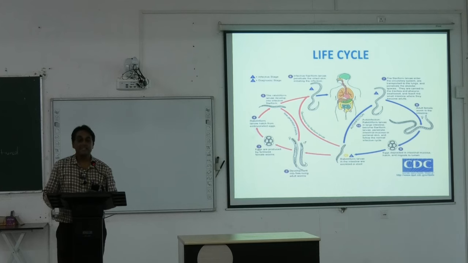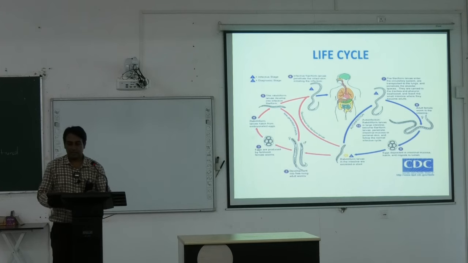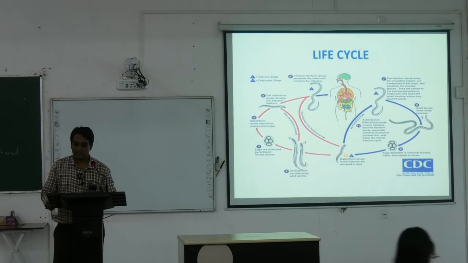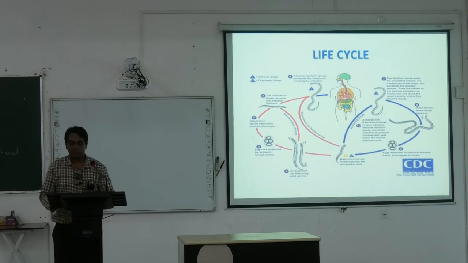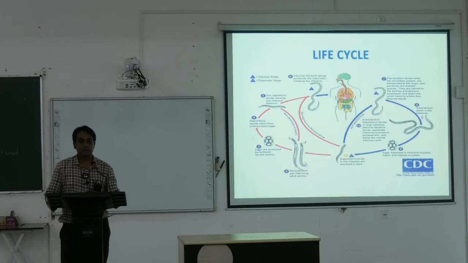The skin penetration by the filariform larva can produce dermatitis, itching at the site of penetration and larva currens. Pulmonary manifestations include a Loeffler-like syndrome with pneumonitis, bronchopneumonia and a high-grade eosinophilia.